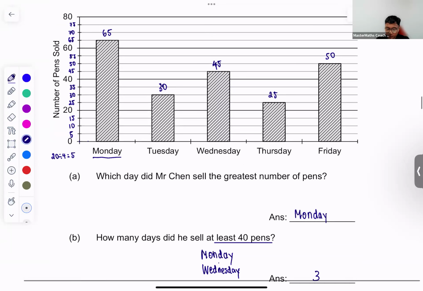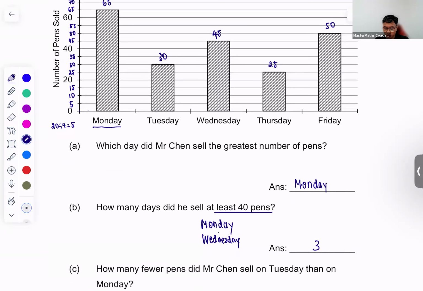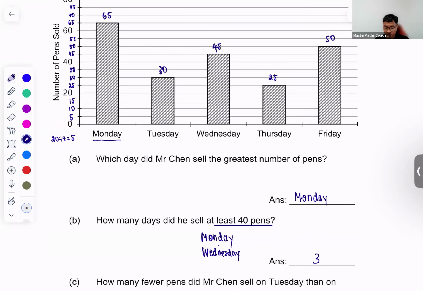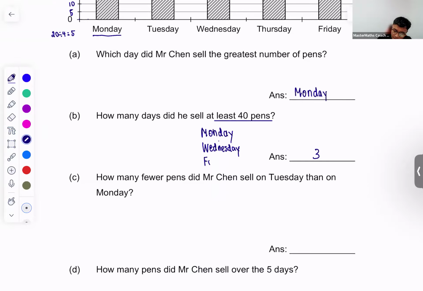Okay, then Thursday. Thursday got 25 pens. Is 25 more than 40 or same as 40? Is less than. Okay, so we don't put the 25. And then finally we have Friday. It's 50. Is 50 more than or equal to 40? More than 40. Okay, so we put down here Friday.